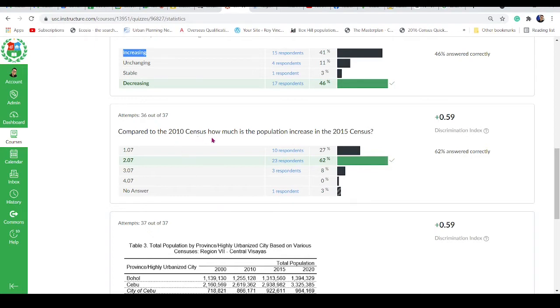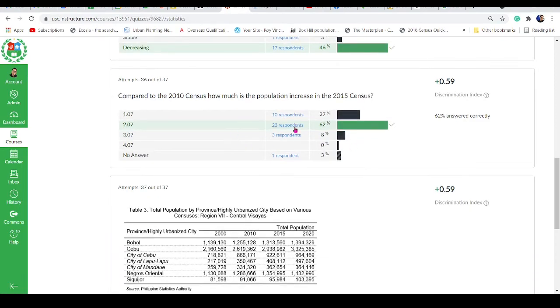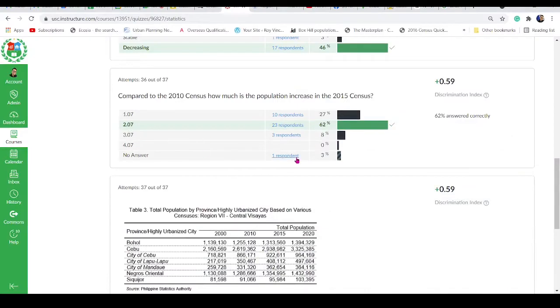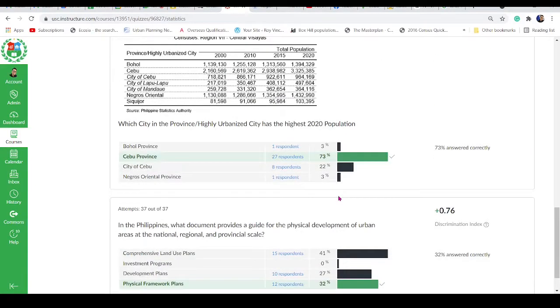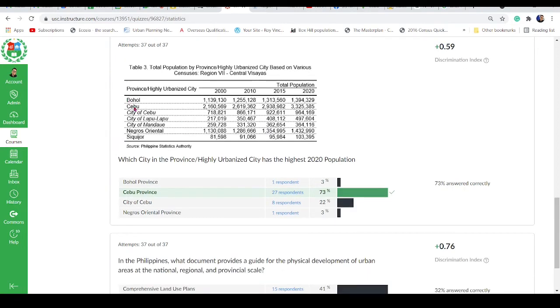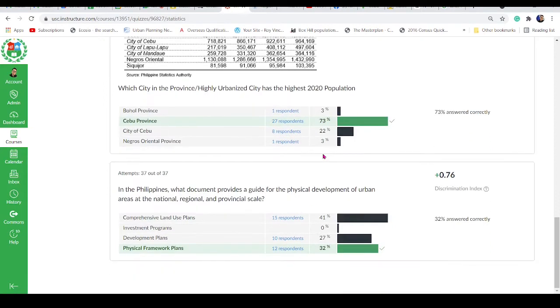So compared to 2010, how much is the population increase from the 2015 census? So I guess most of the people looked at the infographic and calculated it. Basically, just subtract. And now over here again, a little bit of arithmetic, just which city. Oh, this is not even arithmetic. It's just looking at which one has the highest 2020 population. So this is just to highlight that Cebu province is different from the city of Cebu. I'm sure all of you know that, but just double checking. So 73% got it right.